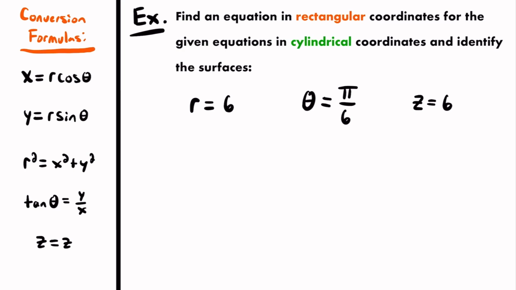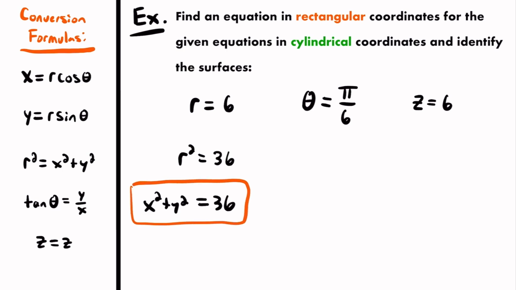All right, and so let's start with r equals 6. To convert that into rectangular, I would prefer if that r was squared, because r² equals x² plus y². So let's square both sides of the equation. That'll give us r² equals 6², which is 36. And then we can replace r² with x² plus y². So we'll have x² plus y² equals 36. And that would be the equation in rectangular coordinates.